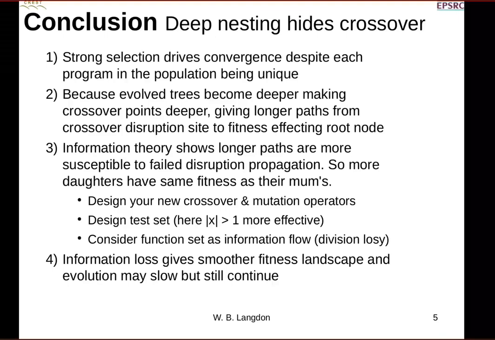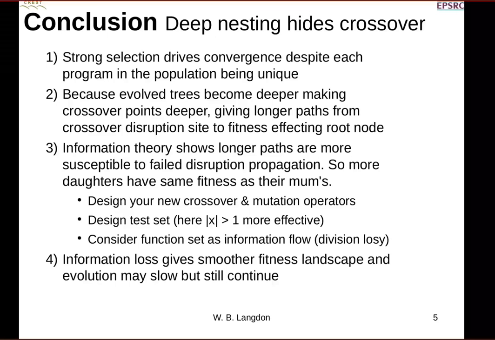We can look at this from an information theory point of view, which, as I said, means the long paths from the crossover point to the root node lead to failed disruption propagation. Following on from this, we might think about different ways of designing our crossover and mutation operators. We might also look at designing test sets so that the tests are more effective at finding the impact of crossover.